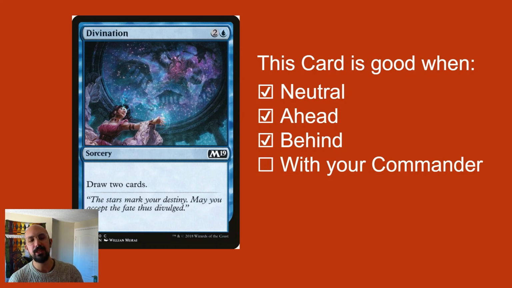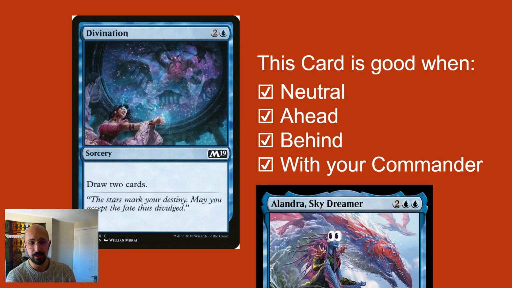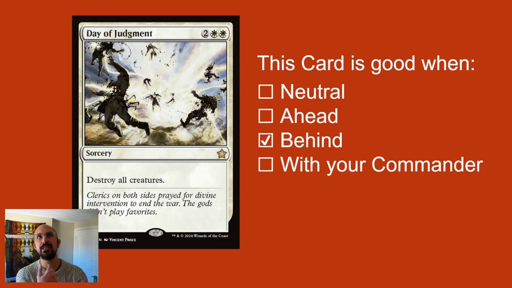Now, this one isn't particularly good with your commander, but that's more to do because we don't know what the commander is in this scenario, because if we do, all of a sudden, yeah, this card does become particularly good with your commander if you can get that synergy going. Now, this is not to say that a card requires many check marks to be considered good. Wrath effects such as Day of Judgment are particularly good.